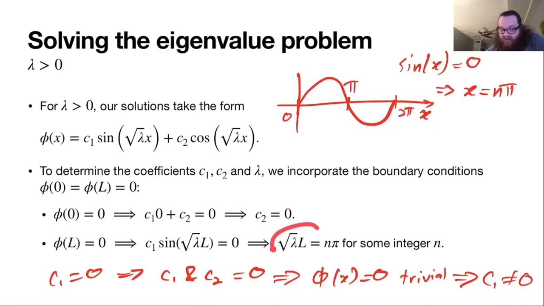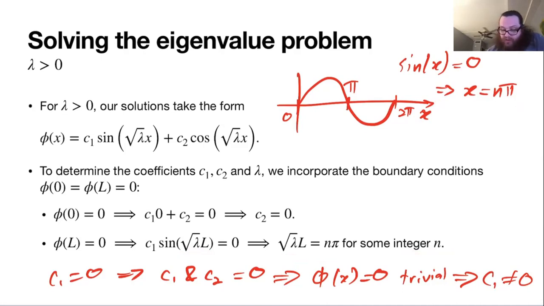And so that's exactly what's happening in here. So sine of root lambda L is equal to 0 tells us that this argument right here, root lambda L, has to be one of these multiples of pi. And so that's what this condition is. We don't necessarily know which n it is, but we know it's one of them or a multiple of them.